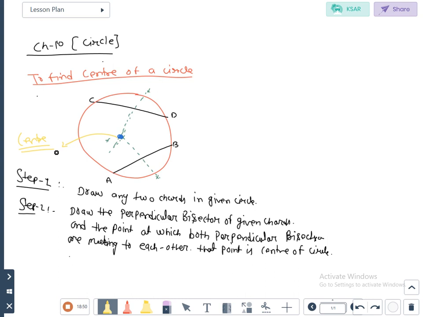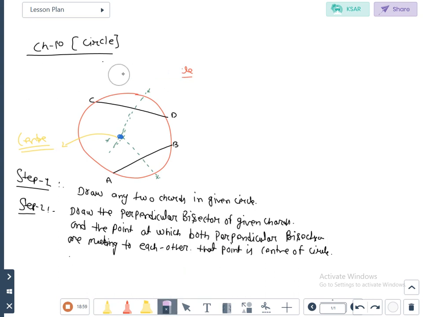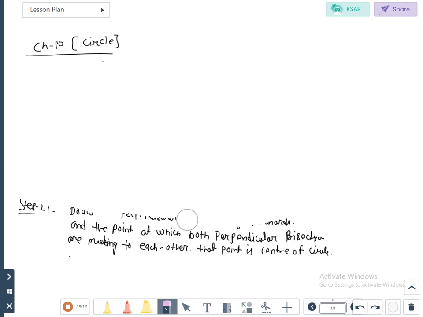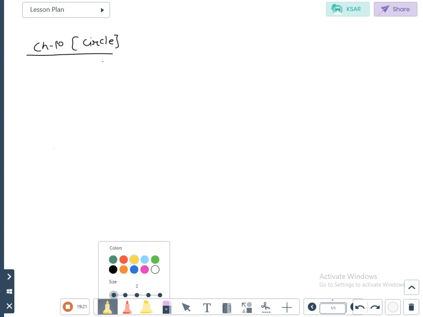Next theorem we will discuss is theorem number 10.6. In theorem 10.6 and theorem 10.7, we discuss that if chords are equal, then they are equidistant from the center, and if chords are equidistant from the center, then the lengths of the chords must be equal.